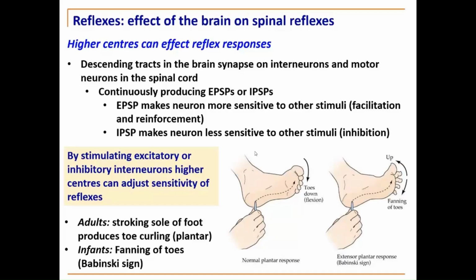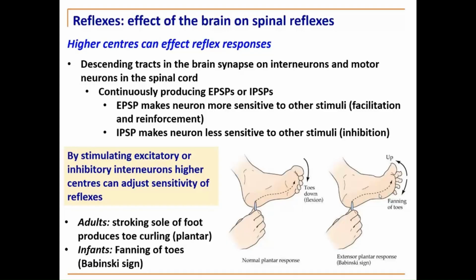A common test that is done clinically is stroking the sole of the foot. A normal plantar response in adults would be toe curling, so toe flexion downwards. In infants, what you would see is fanning of the toes, and the toes basically go upwards. This is called the Babinski sign. The Babinski sign disappears as our descending motor pathways develop.